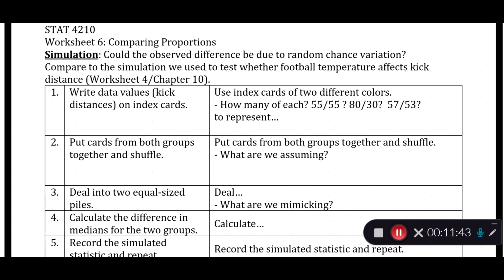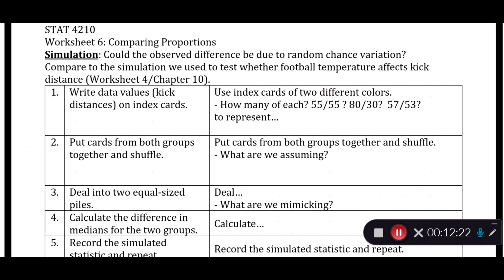So what we're going to do is we're going to write our values. We're going to use something like index cards to generate our simulation. So for the football temperature data, what we did is we wrote our data values on index cards. In this case, we don't really have data values. Our response, which would have been like data values, is just whether someone has or doesn't have an earlobe crease. So instead, I'm going to use different colors. So I'm going to have a color for people who do have earlobe crease and a different color for people who don't have earlobe crease.